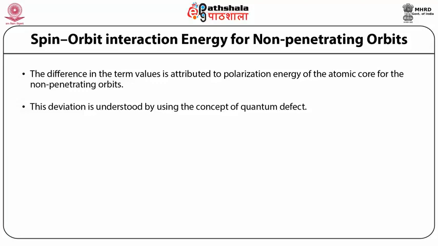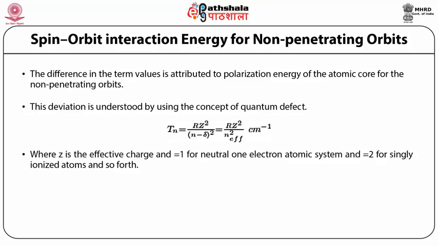This deviation is understood by using the concept of quantum defect. The term value now becomes Tn is equal to Rz square upon n minus delta whole square, which is equal to Rz square upon n square effective. N effective means n minus delta, where Z is the effective charge and is equal to 1 for neutral one electron atomic system and is equal to 2 for singly ionized atoms and so forth.